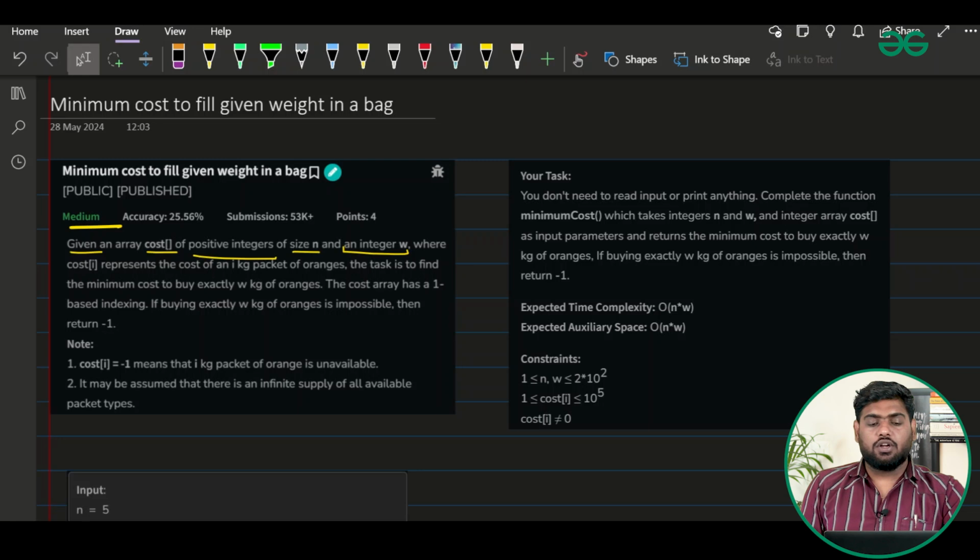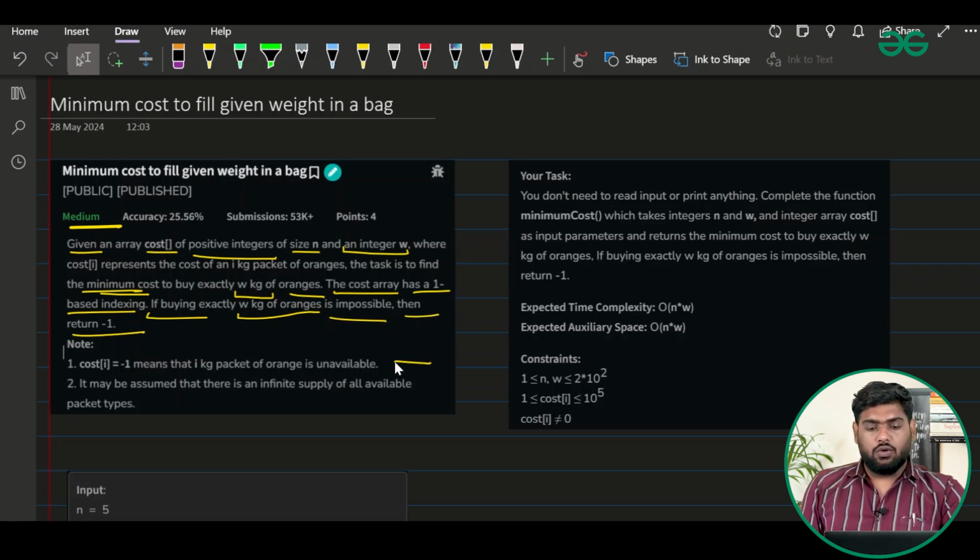I represent the cost of I kg packets of oranges. The task is to find the minimum cost. Focus on this: the minimum cost to buy exactly W kg oranges. The cost array has one based indexing. If buying exactly W kgs of orange is impossible, then we return -1. There are 2 points mentioned here.